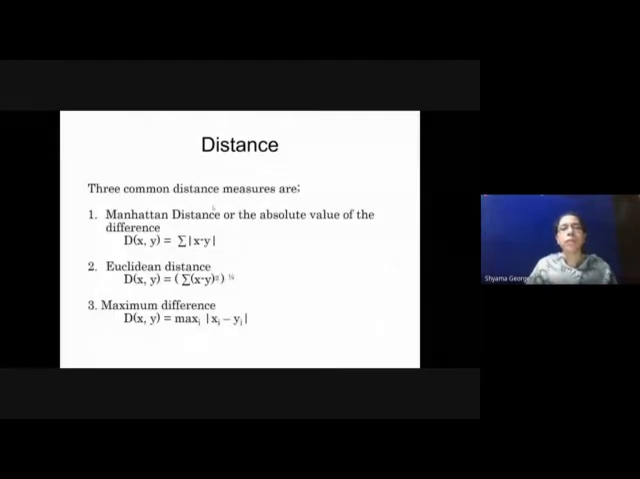We use different distance measures like Manhattan distance, in which we take the absolute differences and find the sum. Then Euclidean distance, that is sigma of (xi minus yi) the whole square, taking the sum and finally finding the square root. And the maximum distance is the maximum of the differences between xi and yi.